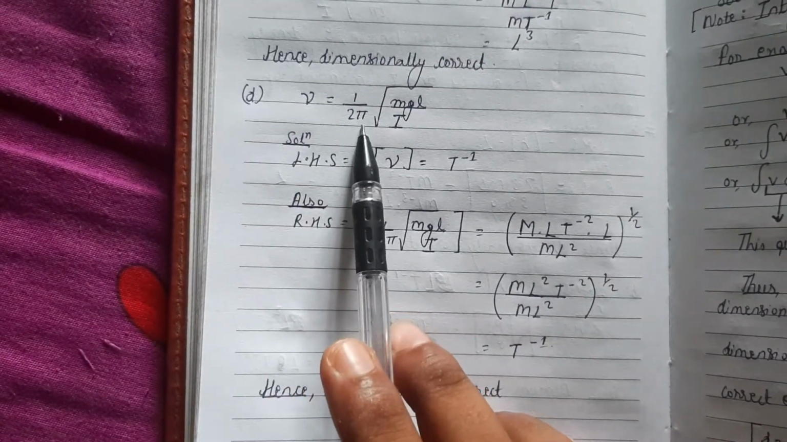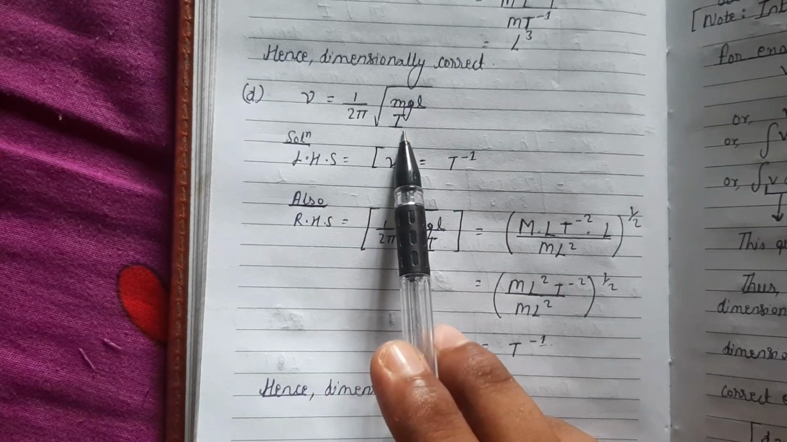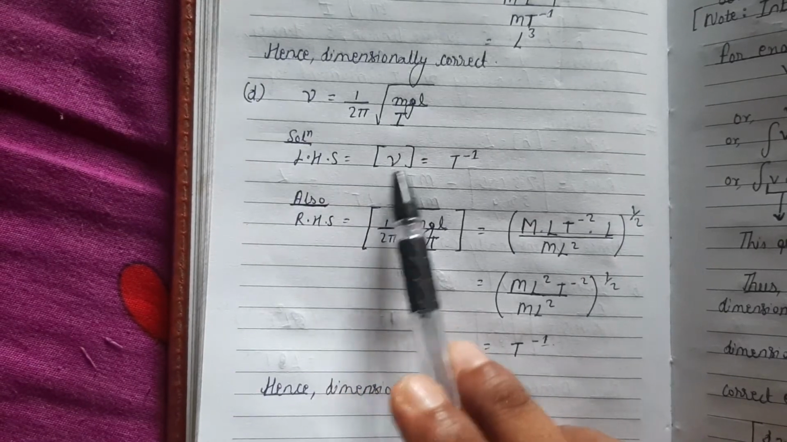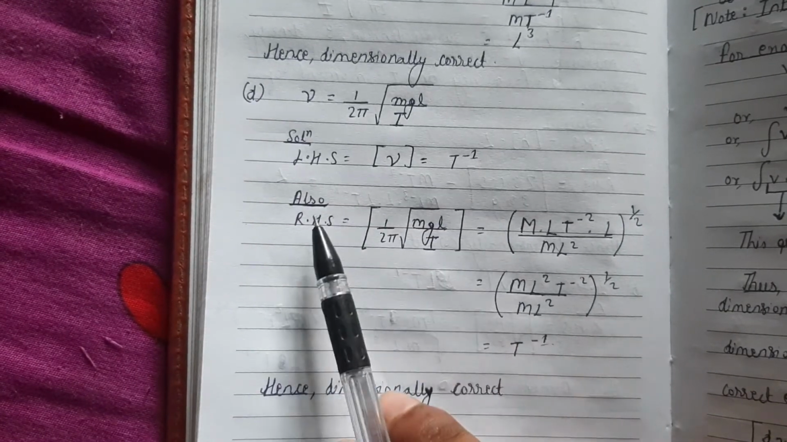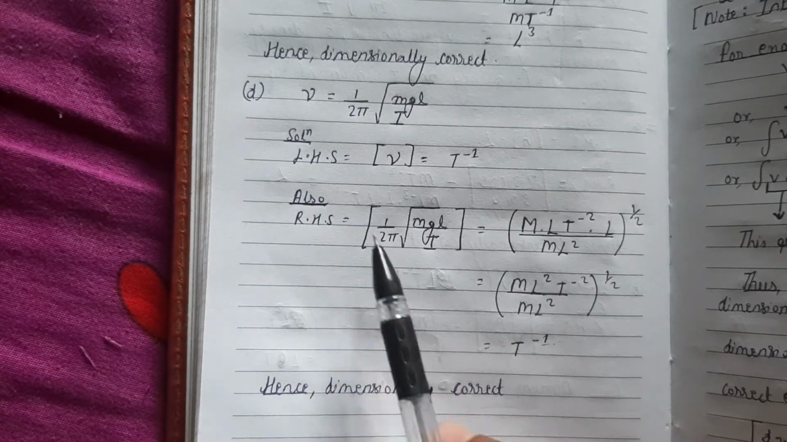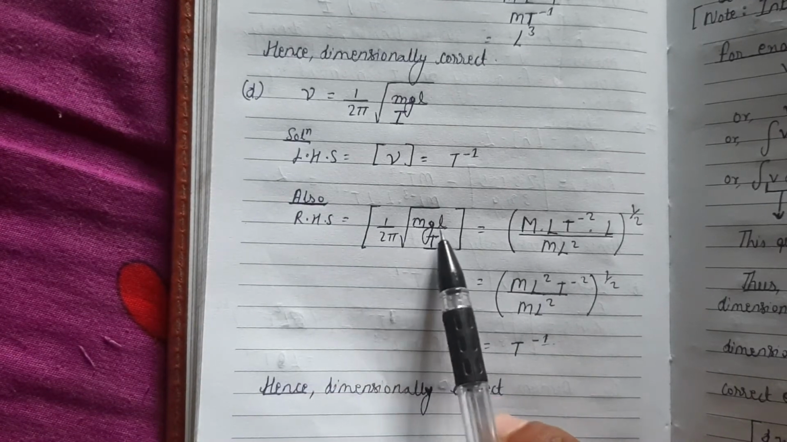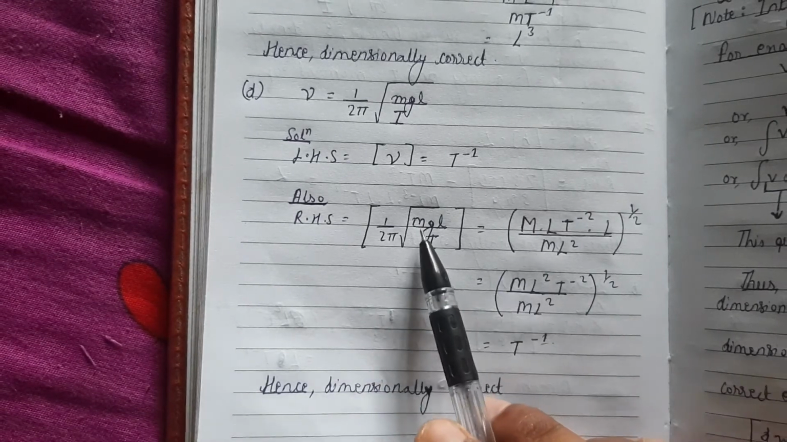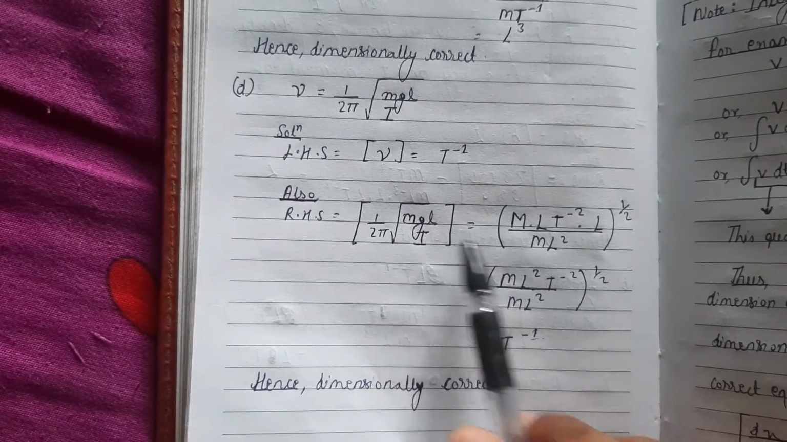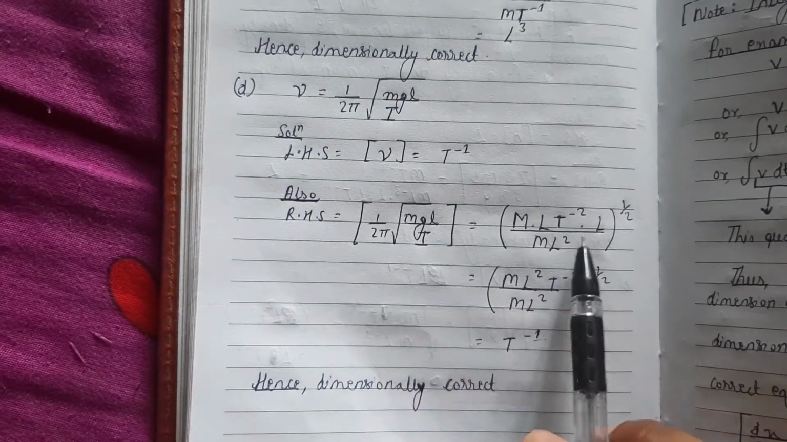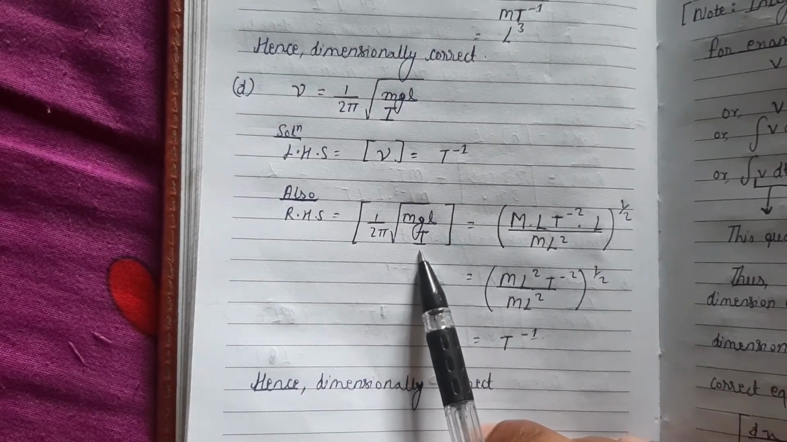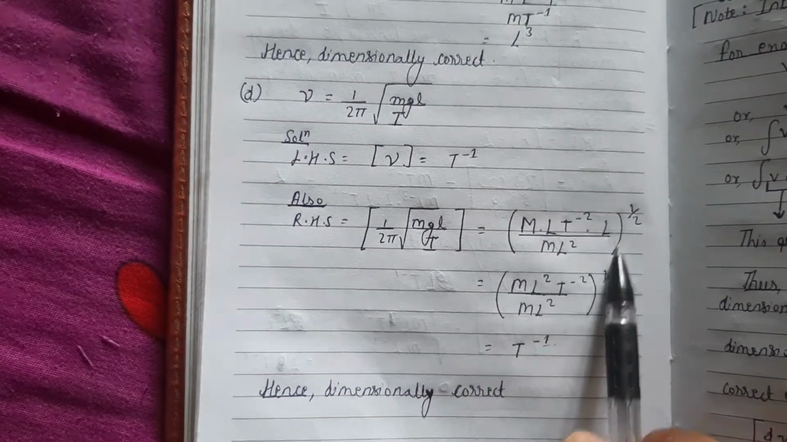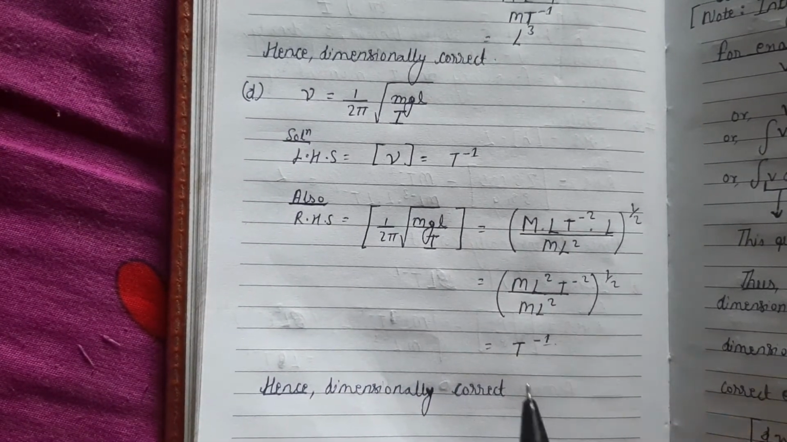Nu = 1 / 2 pi root under mgl / I. Now let's find out the dimension of LHS. The dimension of this frequency is T to the power minus 1. Also the right hand side quantity 1 / 2 pi root under mgl / I: 2 pi is a dimensionless constant, m has the dimension M, g has the dimension of acceleration L T to the power minus 2, L has the dimension L, and this I is the moment of inertia, which has the dimension formula M L squared, and it has the root, that's why we have to give the power 1 by 2.